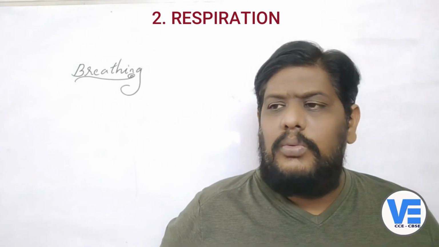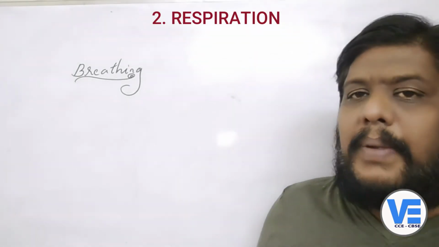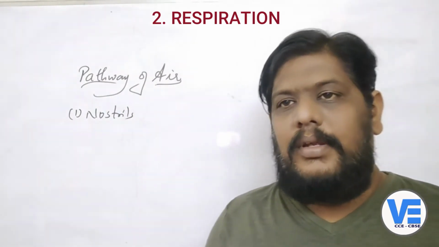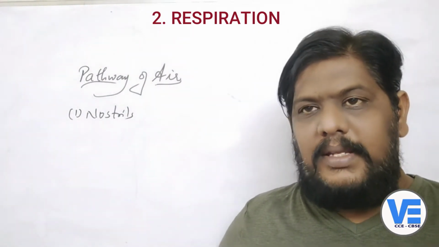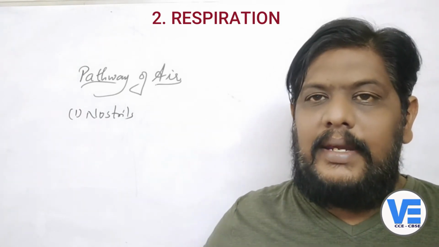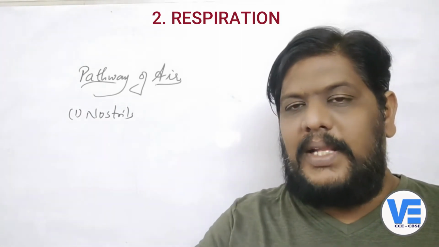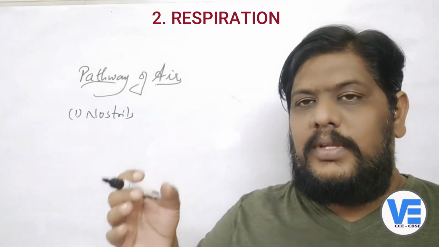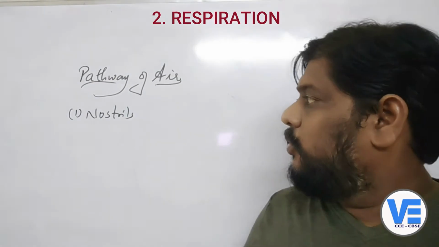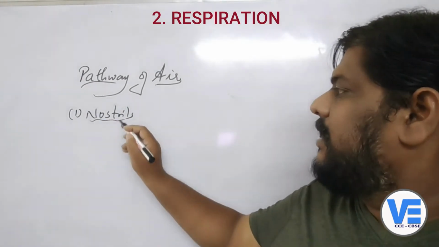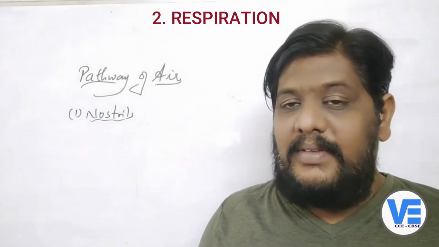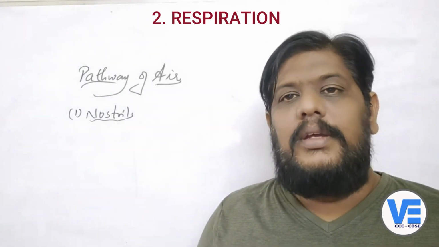Okay, so now we'll see the pathway of air. In the pathway of the air, that means how the air enters into the blood, what is the pathway which is followed? The air which is outside will enter into our nose through the nostrils. The 2 openings in our nose are called the nostrils. We have the right nostril and also the left nostril.